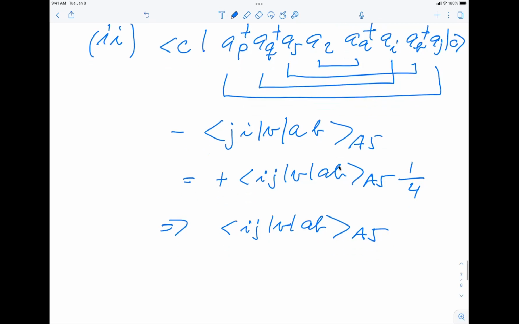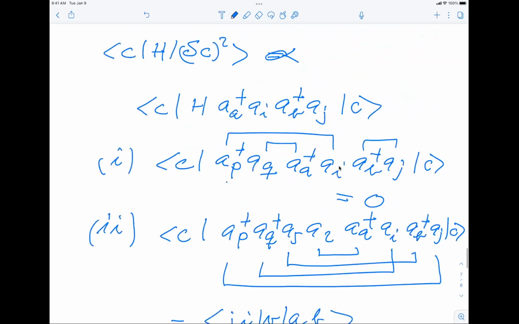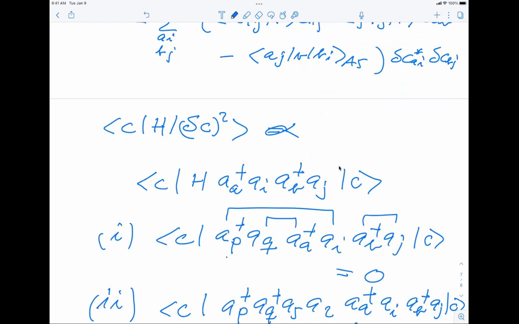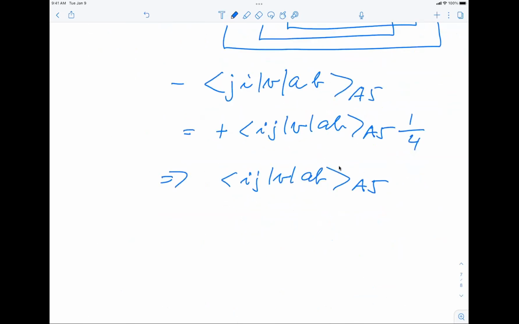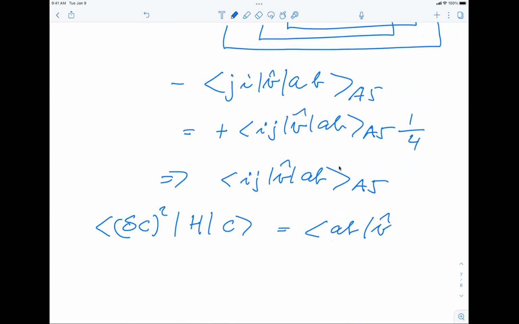So that means that the final term which we had, the term which is the Hermitian conjugate of that one, will simply give us the Hermitian conjugate of that matrix element. So when I take the delta C squared of H of C here, what I'm going to get then is ⟨AB|V|IJ⟩, anti-symmetrized.